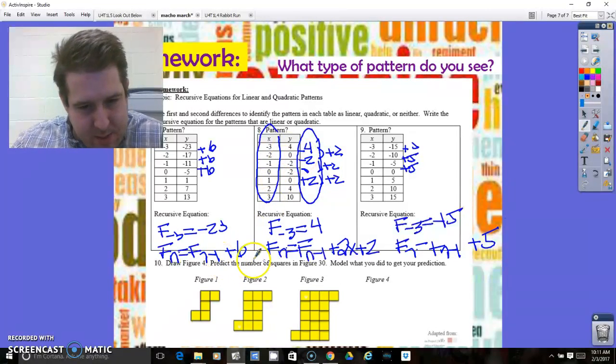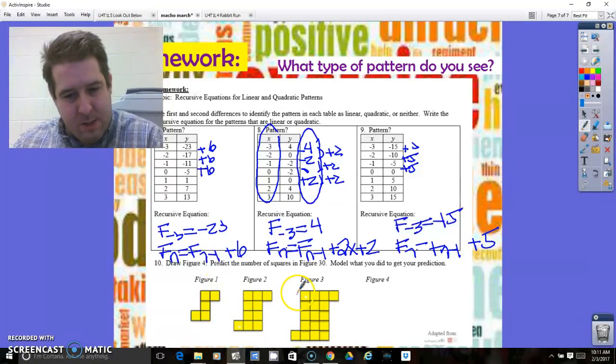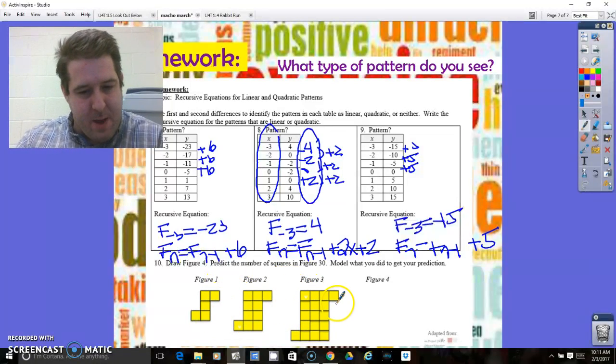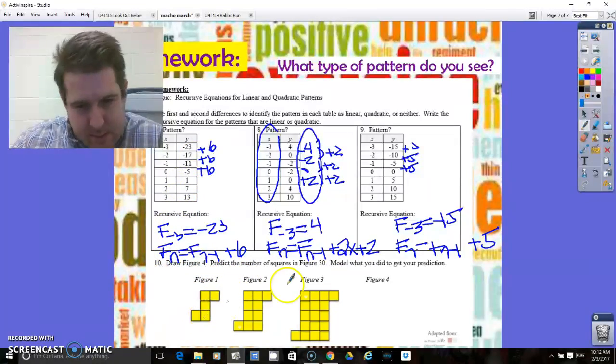All right, and last question. Predict the number of squares in figure 30. So I'm looking at this, and I'm not going to continue this pattern and make that symbol 30 times. That would take me way too long. So I'm going to find the equation by counting the blocks.